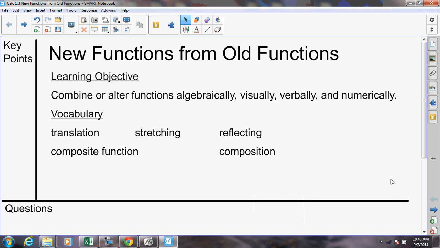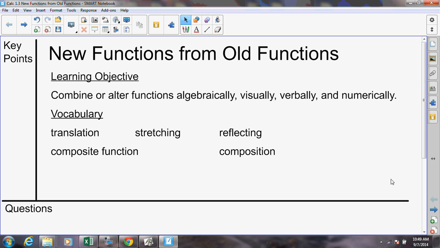In this video, we will discuss new functions from old functions, which you've probably heard in previous classes as parent and child functions. Our learning objective is pretty straightforward. We want to be able to combine and alter functions. We can do that with algebraic equations, visual graphs, verbal words, and numbers.